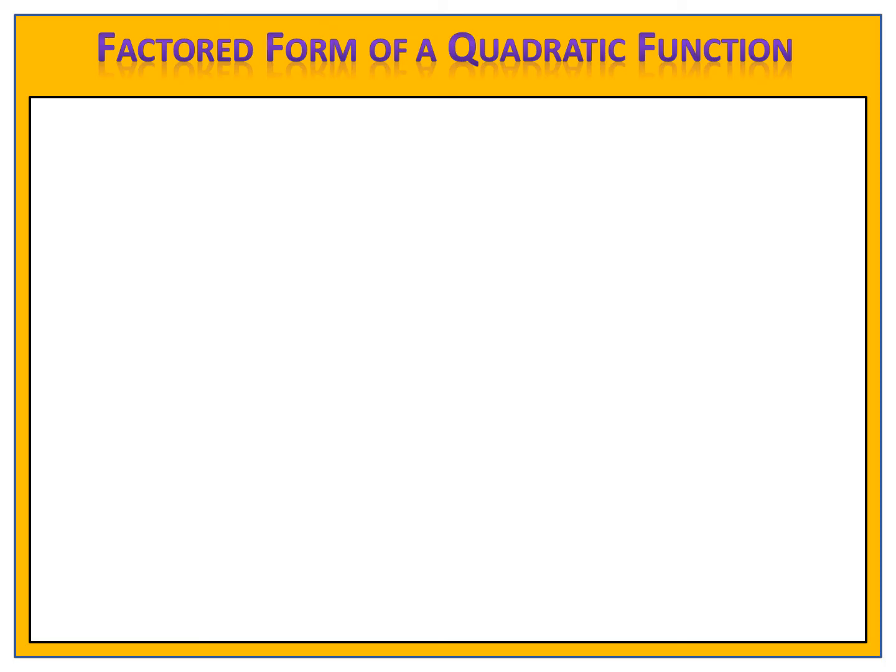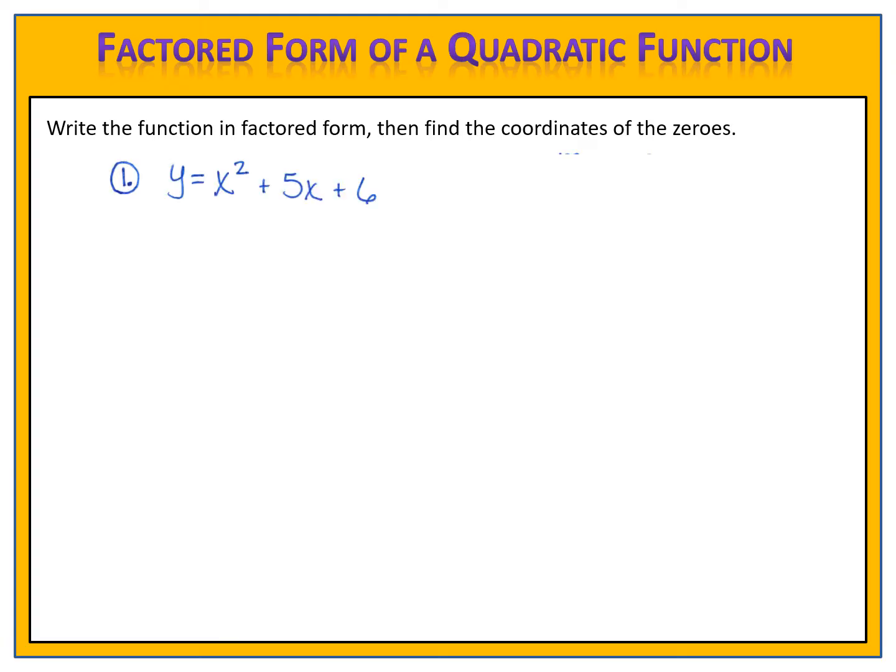Let's begin by taking a look at some examples. Write the function in factored form, then find the coordinates of the zeros. The first function is y = x² + 5x + 6. Remember, we have various ways to factor. We always start by looking for a greatest common factor. We look to see if we have a difference of two perfect squares, and then we have a way where we can factor quadratic trinomials. If you need help with factoring, go back and see the videos on factoring.